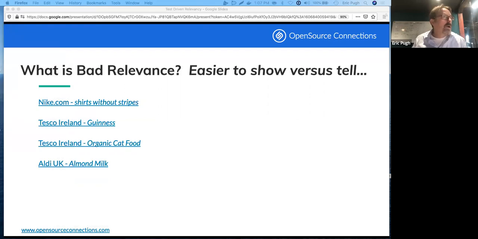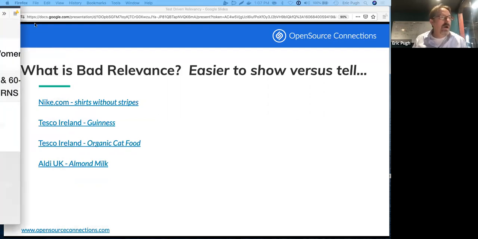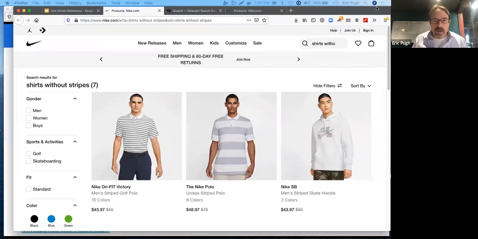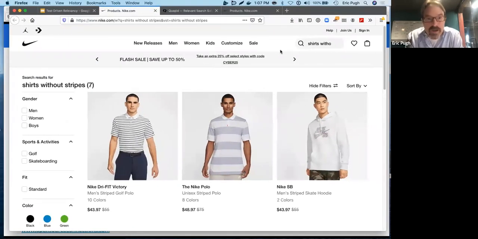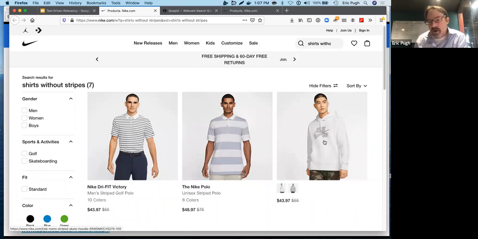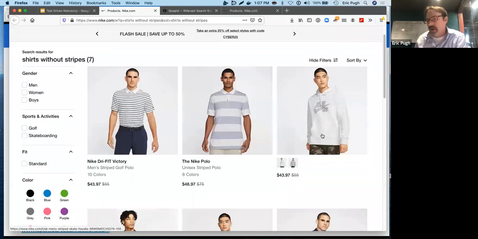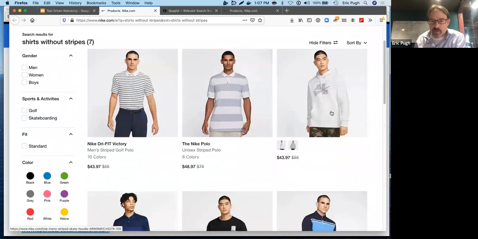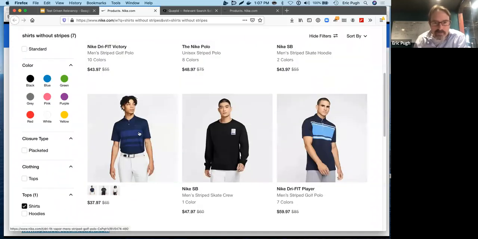So I've done a quick search on Nike.com. And do these look like shirts that don't have stripes? Well, the first one definitely has stripes. The second one definitely has stripes. All right, this one, good result, right? But it's not really a shirt, it's a hoodie, right? And so if I'm looking for shirts without stripes, this is not what I'm looking for. Got some stripes, got some stripes.